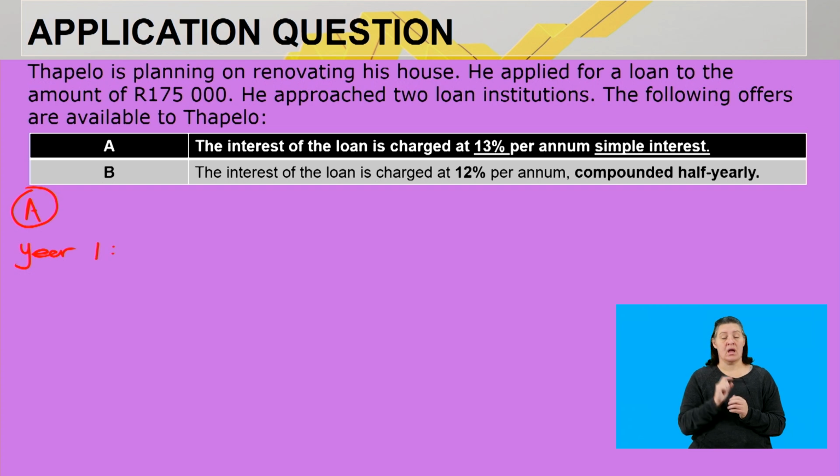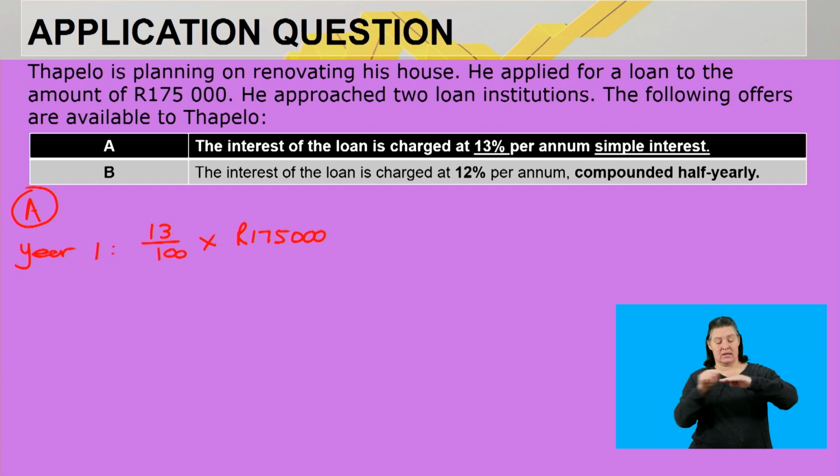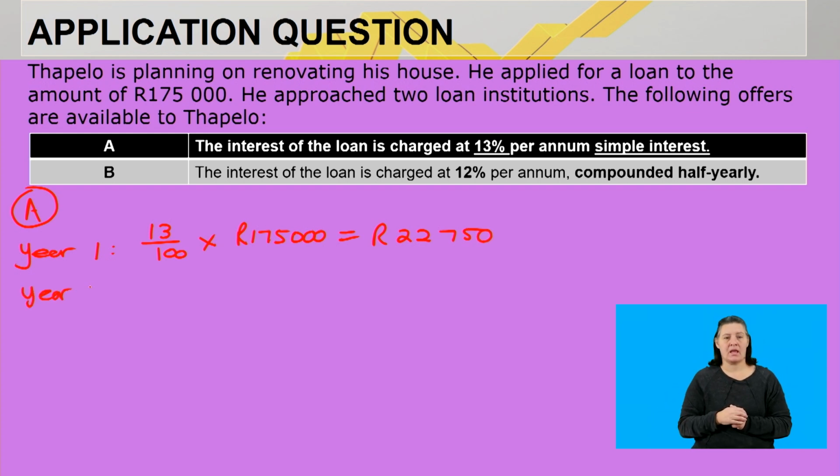Okay, what is important here? It will be 13%. So it's 13 over 100 multiplied by our 175,000 Rand, right? So let's quickly type that in. 13% of 175,000. So that will give us interest for year number 1 of 22,750 Rand.